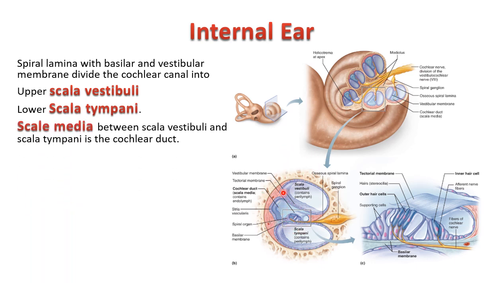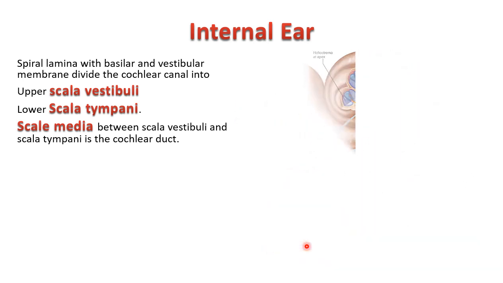In between, you are able to see that. So this scala media is also called the cochlear duct. Okay, so this is called the cochlear duct, and inside you have the spiral organ of Corti. So this is filled with endolymph. It is a part of the membranous labyrinth, whereas the scala vestibuli and scala tympani are actually filled with the perilymph.